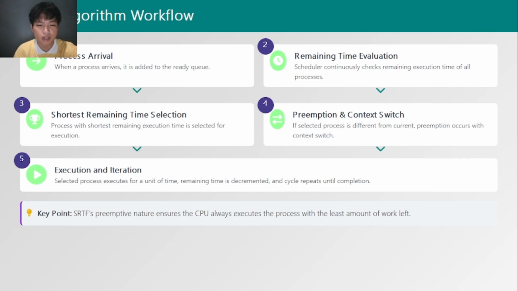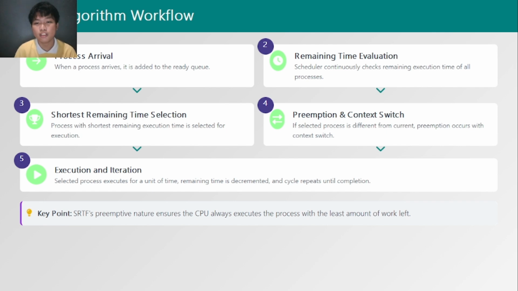Now the SRTF algorithm workflow. First, how does this look in practice? It has a five-step cycle. First is the process arrival, where the process enters the ready queue. The second is the remaining time evaluation, where the scheduler evaluates the remaining time for all the processes. The third is the shortest remaining time selection, where the process with the shortest time is selected.